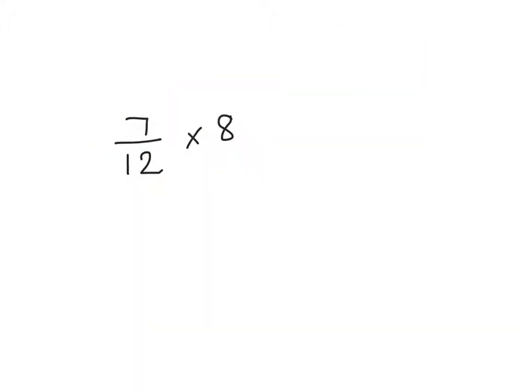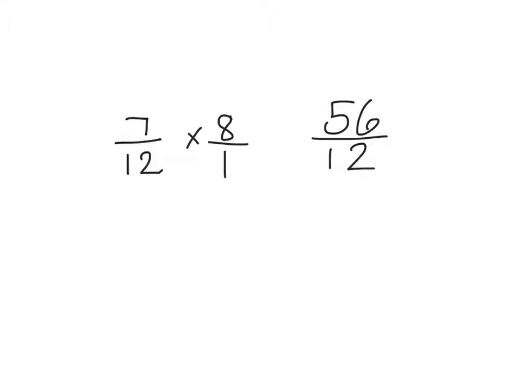Here we have a problem that is a fraction times a whole number. So remember, I'm just going to put a 1 underneath my whole number, and that doesn't change the meaning because 8 over 1 is 8. 7 times 8 is 56, and 12 times 1 is 12. So I have 2 different things that I need to do.